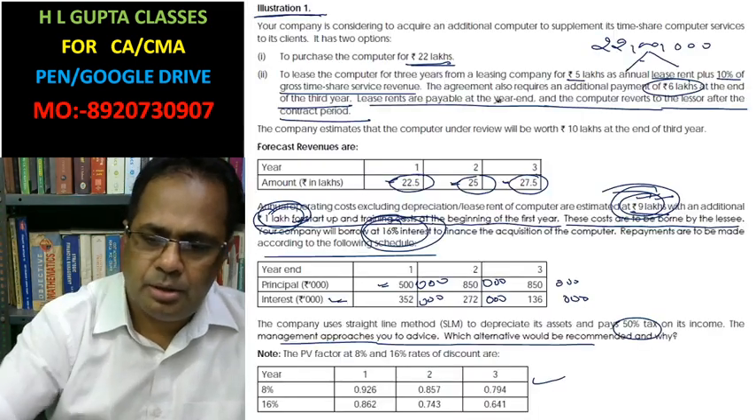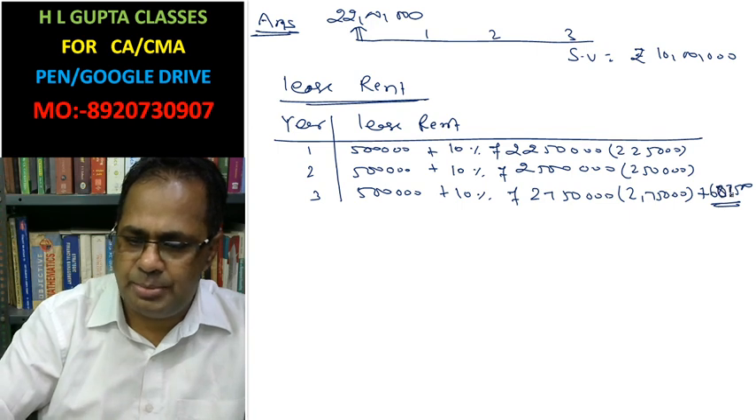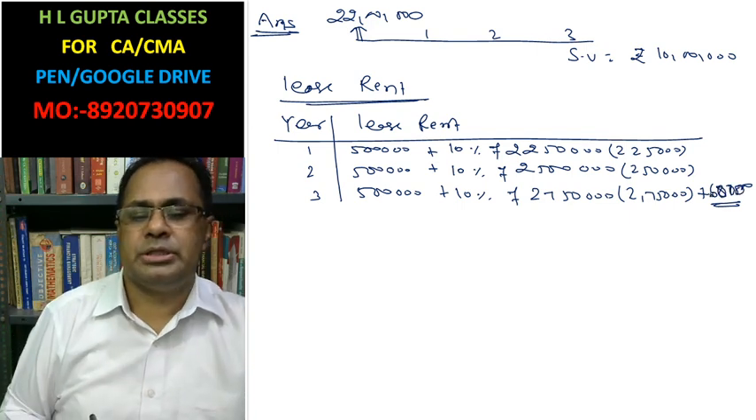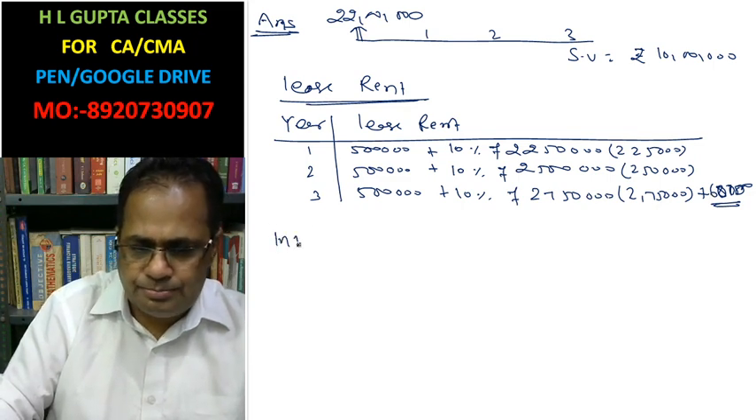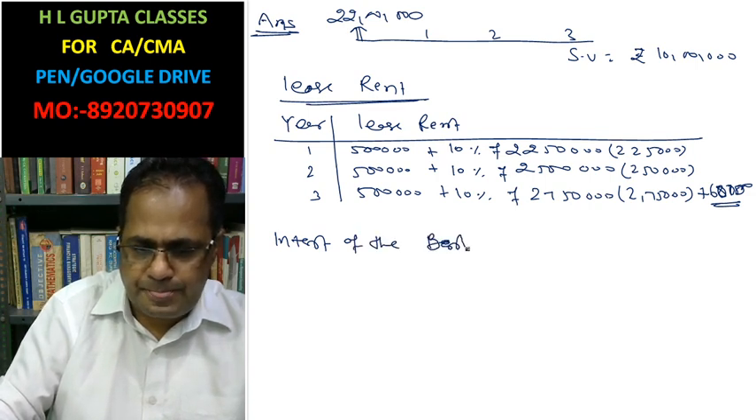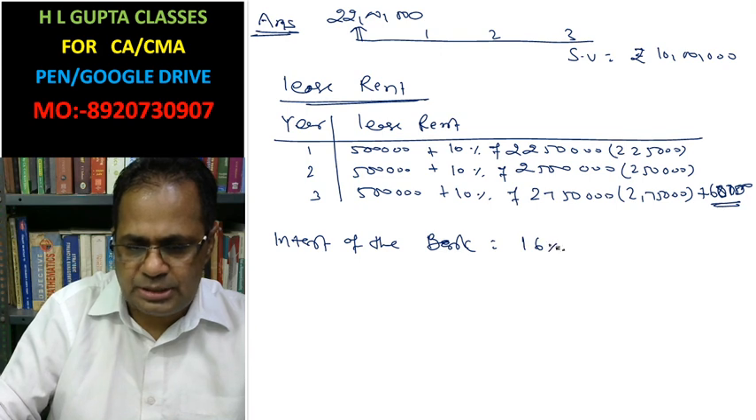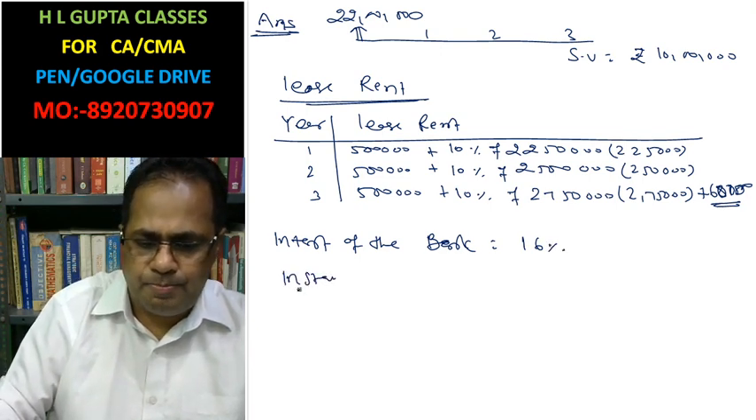Additional payment rupees 6 lakh. Yes, 6 lakh. Additional payment of 6 lakh. This is a lease rent. In bank borrowing, the interest of the bank is given as 16%. And the installment you have to pay is by year.